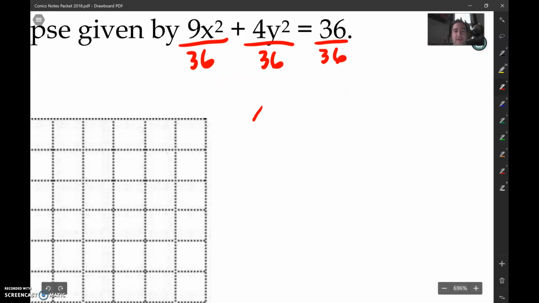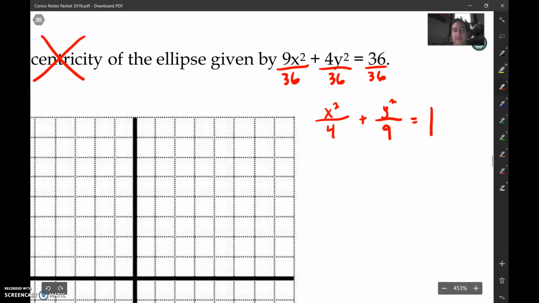9 divided by 36, that is going to be 1/4, so just have a 4 on the bottom. 4 divided by 36, that is going to be 1/9, so a 9 on the bottom. And 36 divided by 36 is 1. So booyah, now it's an ellipse.